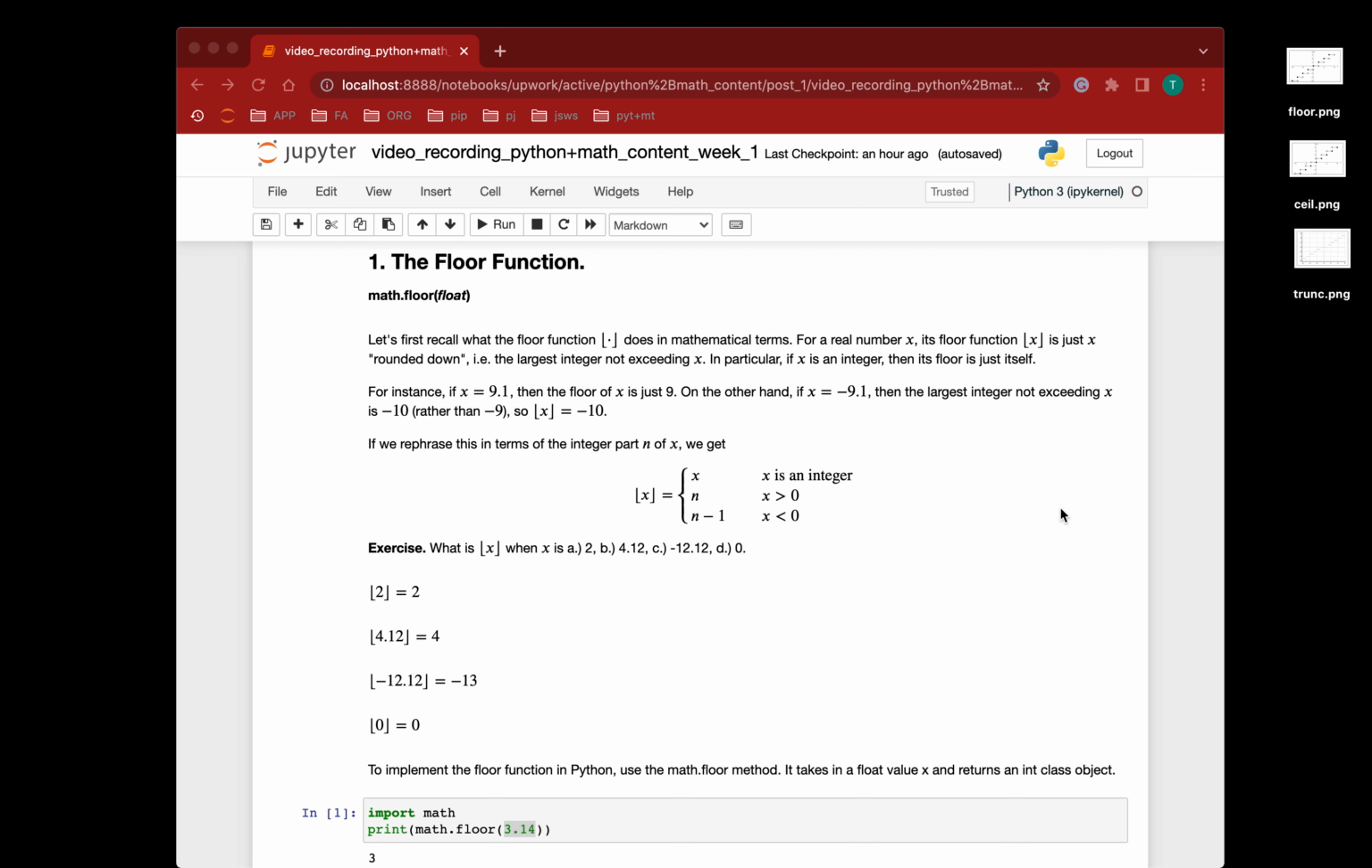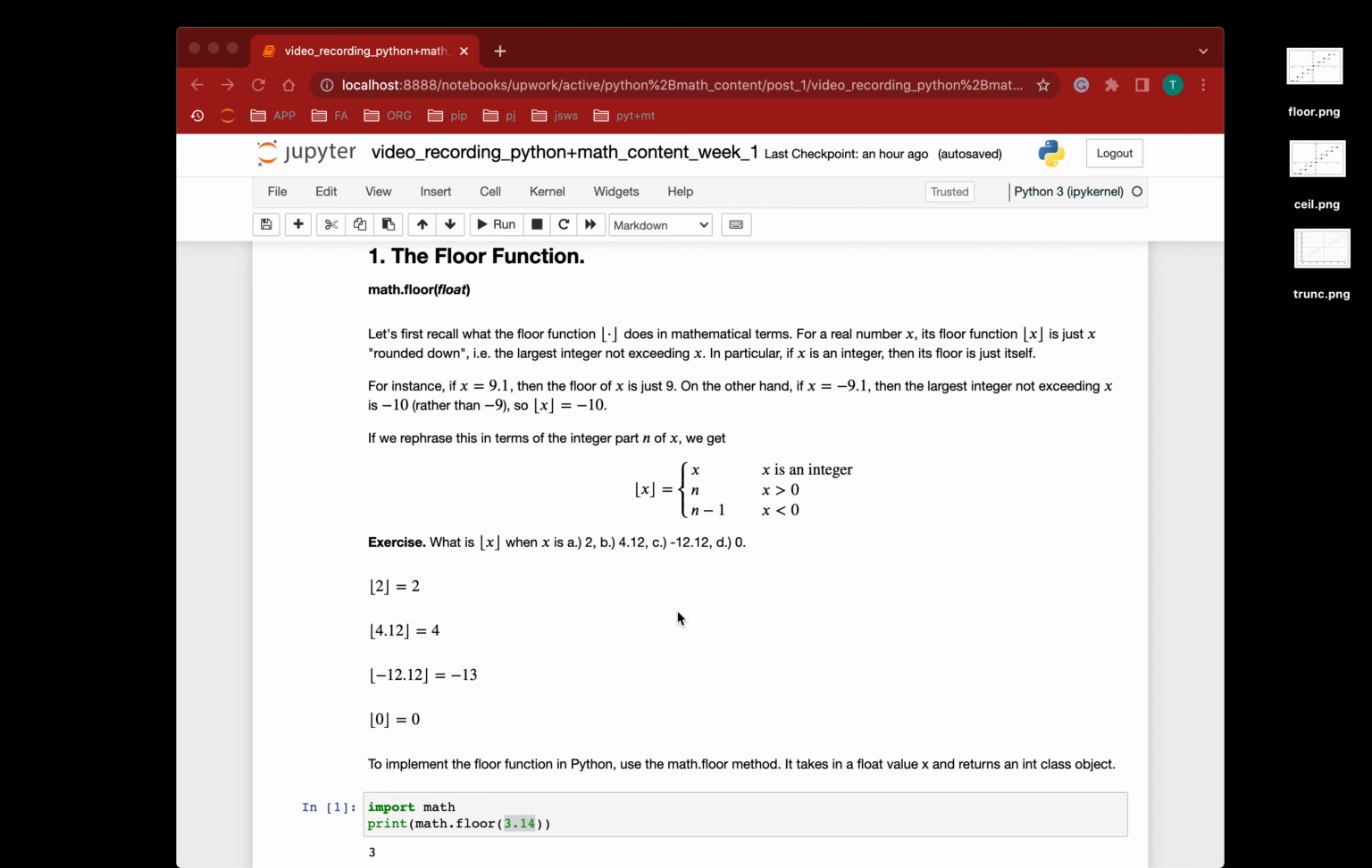On the other hand, if x is equal to negative 9.1, then the largest integer not exceeding x is negative 10. Perhaps a common mistake is to say negative 9 here, but remember, negative 9 is larger than negative 9.1. So the floor of negative 9.1 is just negative 10. If we want to rephrase everything in terms of the integer part n of x, then we see that the floor of x is equal to x itself if x is an integer. It's just n if x is a positive non-integer, and n minus 1 if x is a negative non-integer.